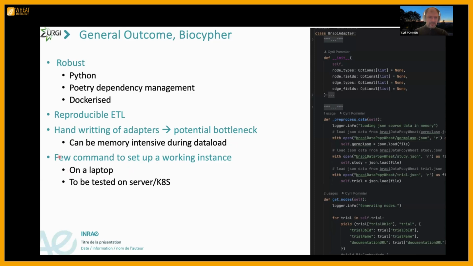So there is a need for only a few commands to set up a working instance. It was really a breeze on my laptop, and has yet to be tested on servers or Kubernetes. And you can see here on the right an example of a BRAPI adapter with the preprocessing step that opens the different data files, and then once it's all loaded in memory, fills the nodes file for loading in Neo4j.